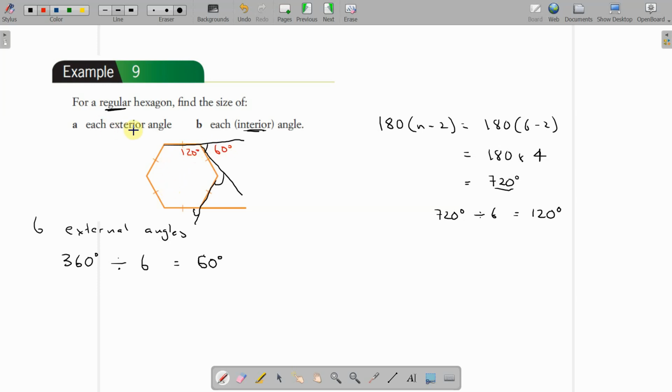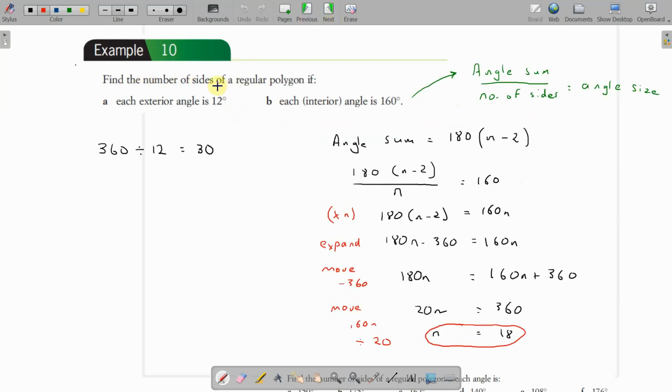Okay, remember external total is always 360, and you divide that by the number of sides to get the size of each exterior angle. The interior ones, you have to do this first to find its sum, because it's different. The exterior sum's going to be the same no matter what. The interior sum is different. So we do this, and we found the sum of interior angles. The sum is 720. Exterior, the sum is 360. Okay.